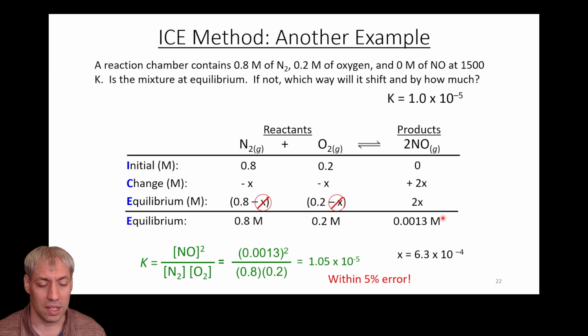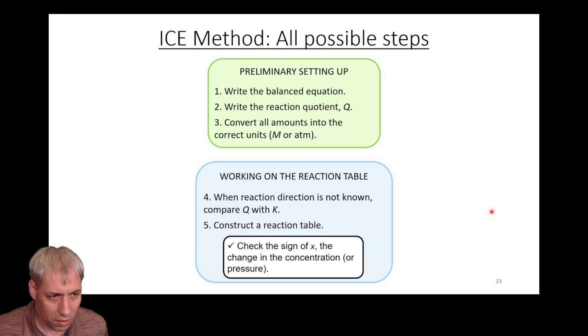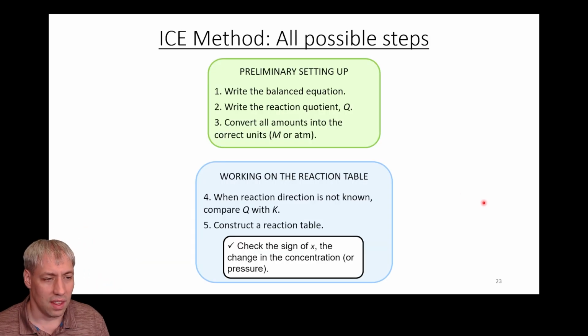And so we saved ourselves a lot of time and effort, but we got an answer that's good enough by assuming that X is negligible. And so again, is it good enough? In this case, yeah, it's within 5% error. That is acceptable for my estimations at least. So yeah, that's the ICE method.